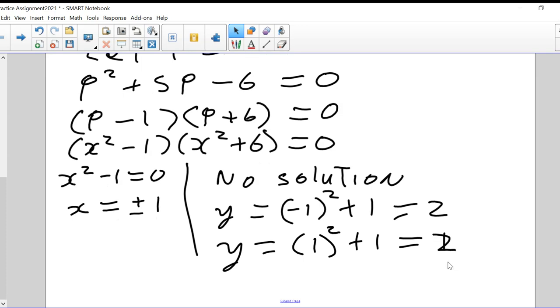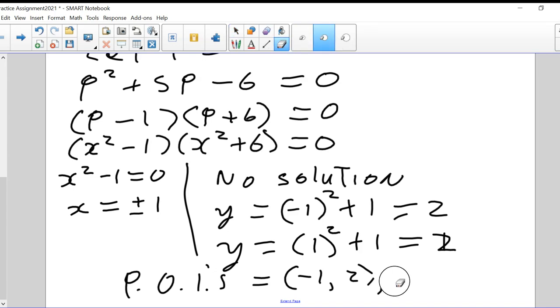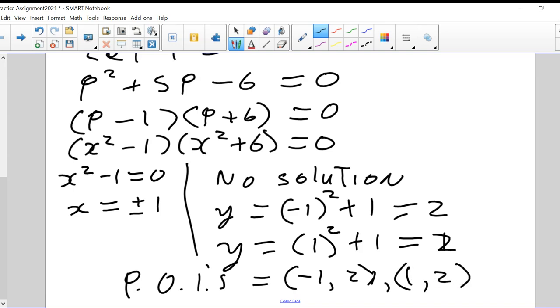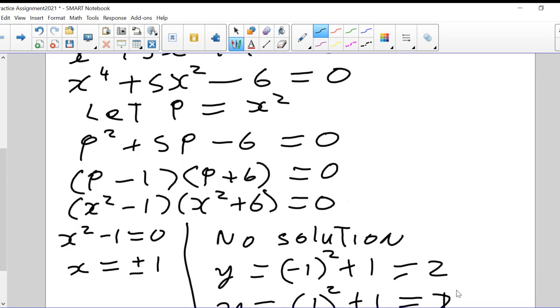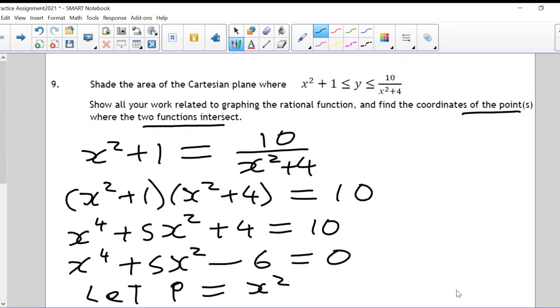So the 2 points of intersection, the POIs as I call them, were, the coordinates, minus 1, 2, and the other intersection point, let me erase this here, was 1, 2. All right, so those are the 2 points where the graph intersected. Now, part of the question was to actually draw the graph, which we haven't done yet.